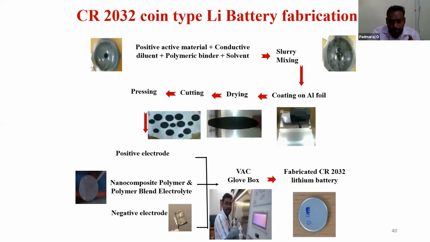This is the active material coated positive electrode, and the negative electrode is lithium metal, and the electrolyte is the nanocomposite polymer blend. This electrolyte acts as a separator also. So with only three components, we are fabricating the CR2032 coin cell. This is the glove box. I fabricated the battery inside the glove box in our lab, so we have this facility to fabricate the battery.